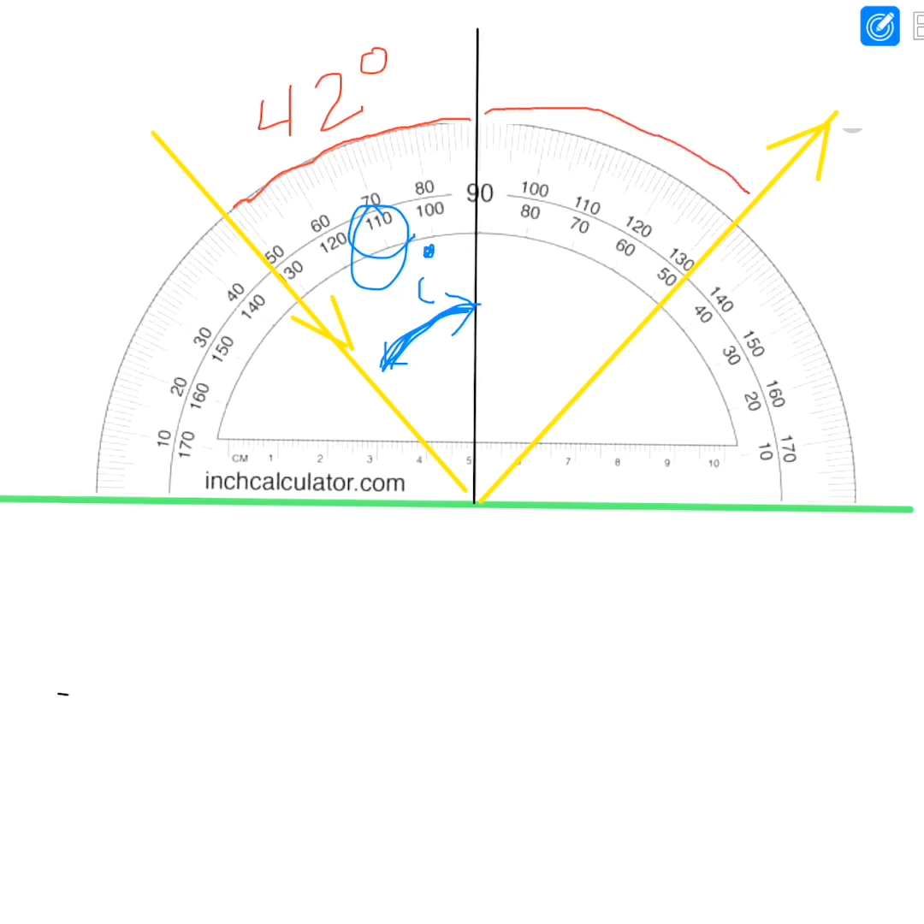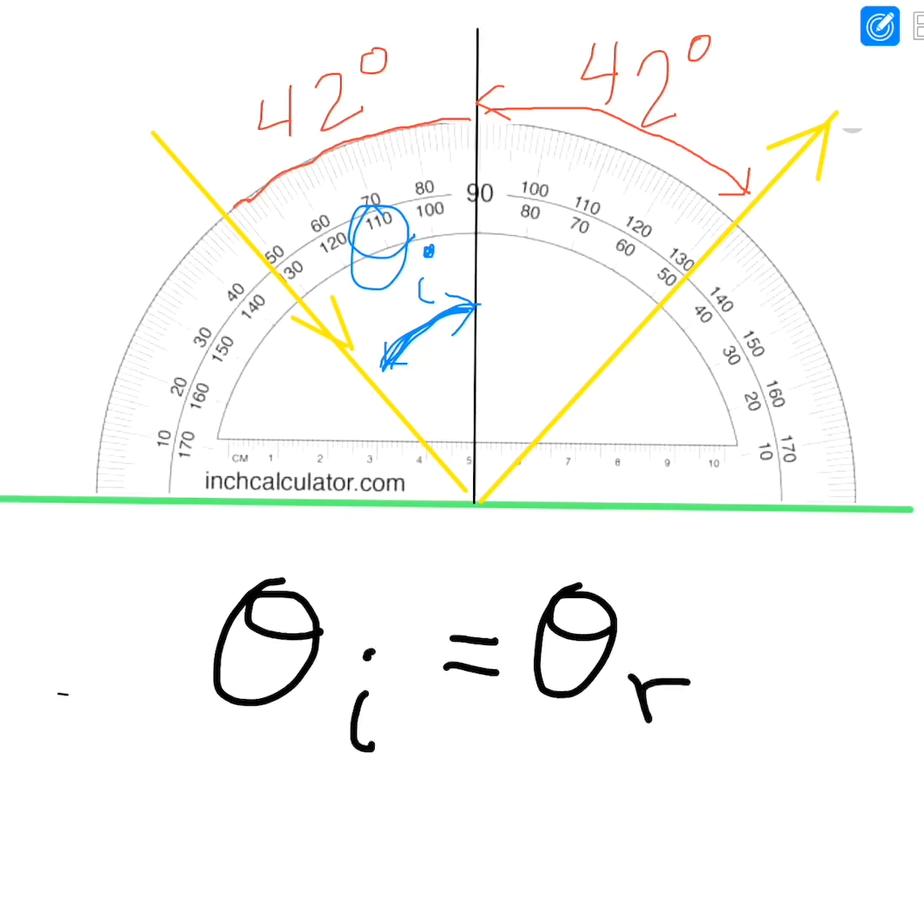The angle the yellow reflected ray makes is, of course, also 42 degrees. So we see that the angle it comes in at and the angle it reflects at are the same angle, giving us what might be the simplest equation we're going to learn all year, which is the angle of incidence equals the angle of reflection. That is the law of reflection.